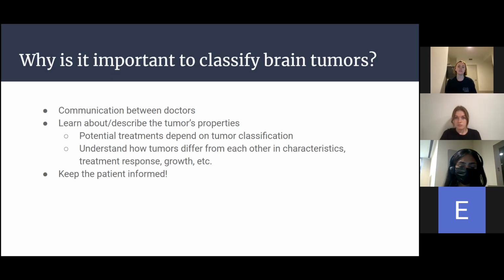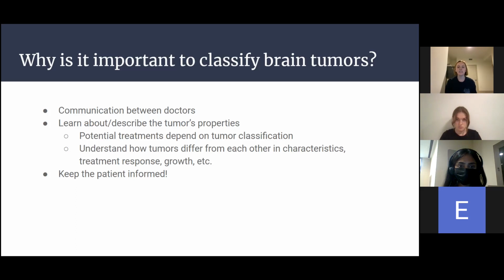It's also important to learn about and describe the tumor's properties. Like I mentioned, the different treatments that are available depend on the type of tumor. Typically with a higher grade, you'll need more aggressive treatment and that sort of thing. And so you can convey that information, and we can also learn more about it, because if we can classify tumors, then we can do research and determine the best types of treatment based on the tumor type.